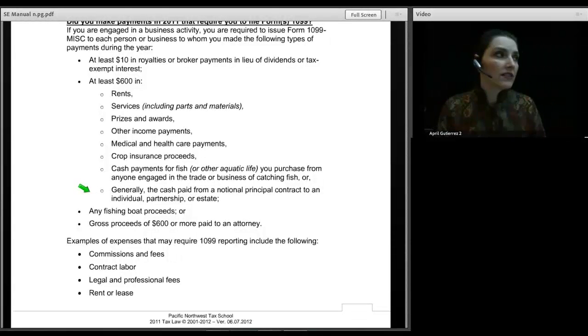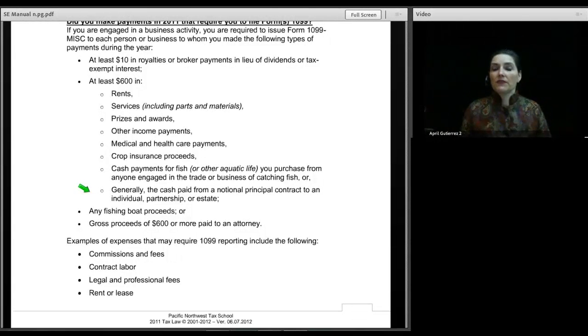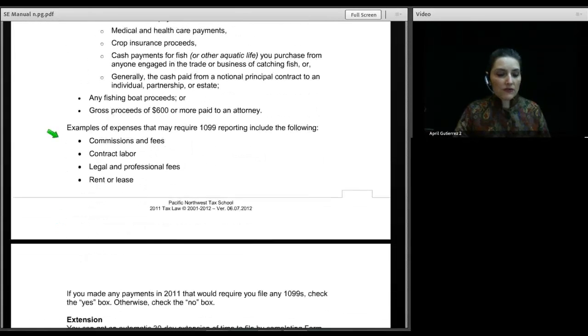Does it mean that they're required to issue 1099s? Possibly. We have to determine, is it $1,000 to a single individual, or was it $500 to 2 individuals each, or was it $300 to 2 individuals and $400 to a third individual? Those are the questions that we have to ask. So when I see a number or an expense being given me in a particular category that is greater than $600, the first thing I'm asking is, was that to a single individual or to more than one individual? And if it was to more than one, how much are we talking? Also, if you paid any amount at all for fishing boat proceeds or gross proceeds of $600 or more paid to an attorney, those trigger requirements for the forms.